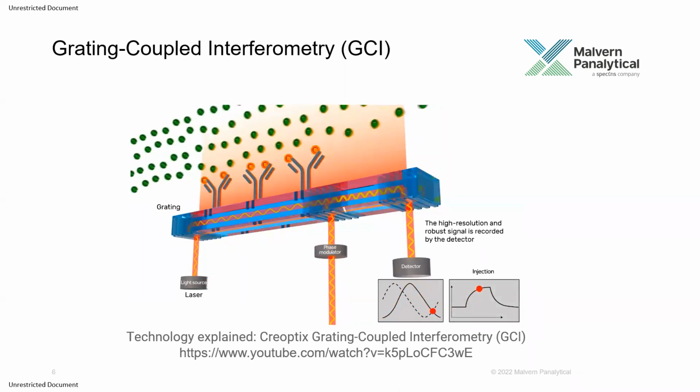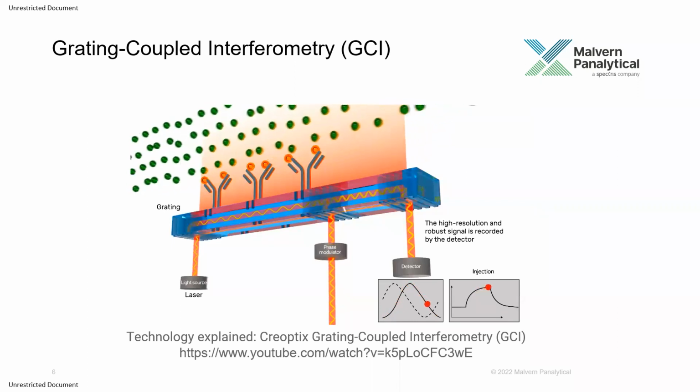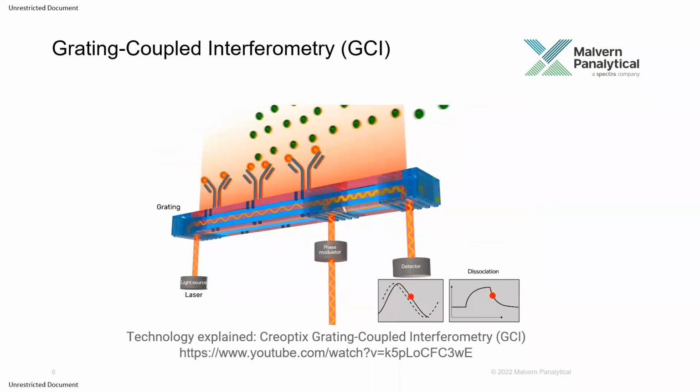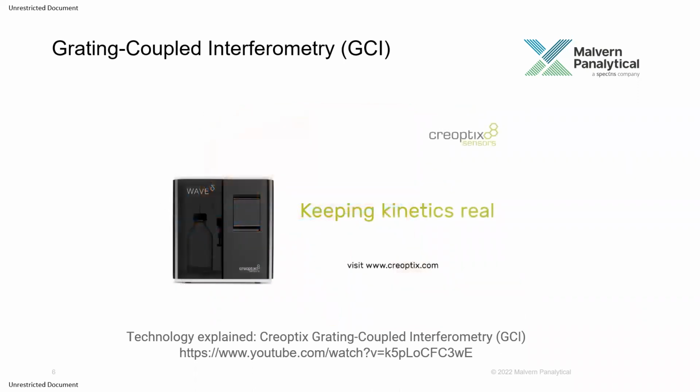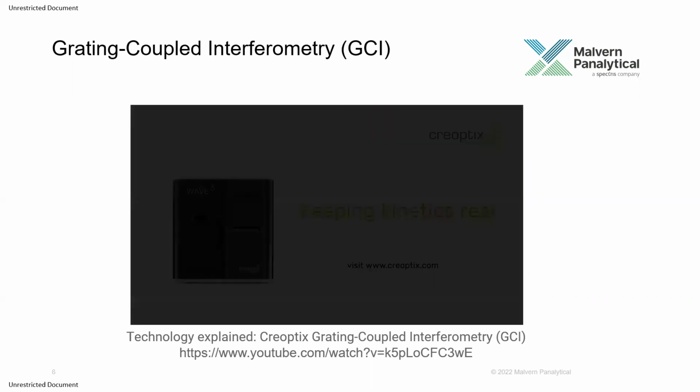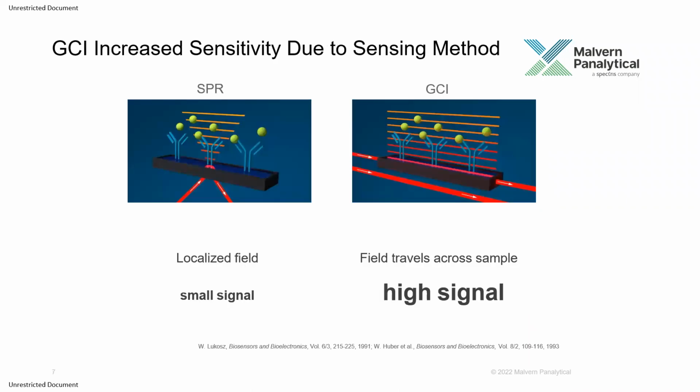So during association, as you flow the analyte across the surface, you're detecting the change in phase during the binding interaction. And during dissociation, you're injecting buffer. So your analyte dissociates, and you're still monitoring the return of phase to its original state. So that's the definition of interferometry. Here is another static view of how our GCI has increased sensitivity due to the way we sense light.